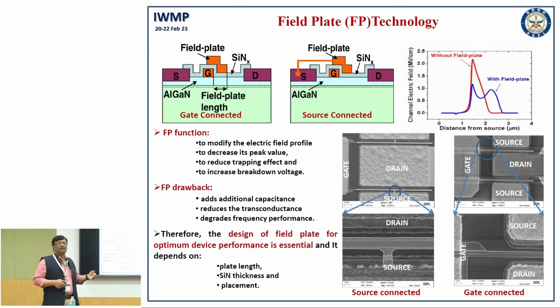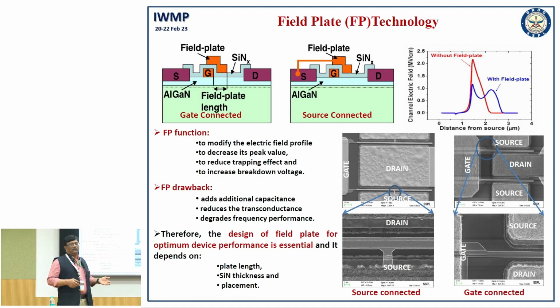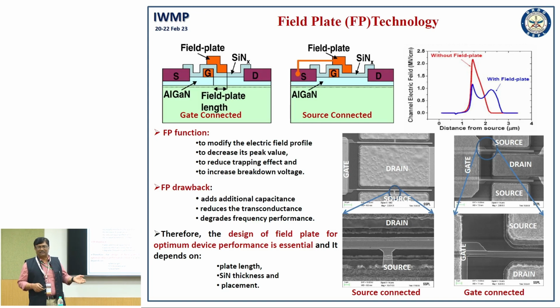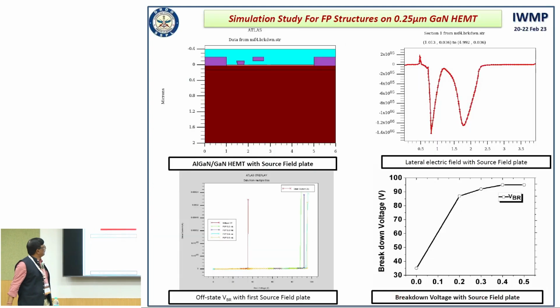By placing multiple gate fingers, we can place gate connected field plate or source connected field plate to reduce this peak. Normally both kinds of field plates are used, and the electric field peak is brought down to 1.5 to 2 megavolt per centimeter. That is how I am able to increase the breakdown voltage.